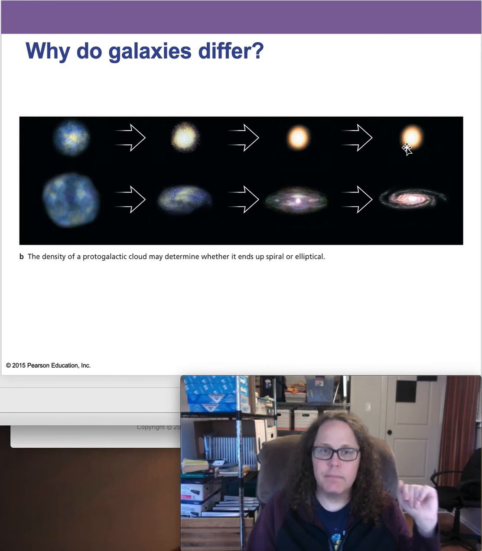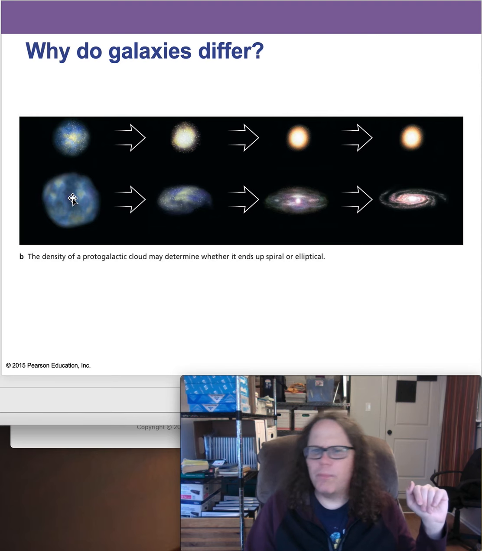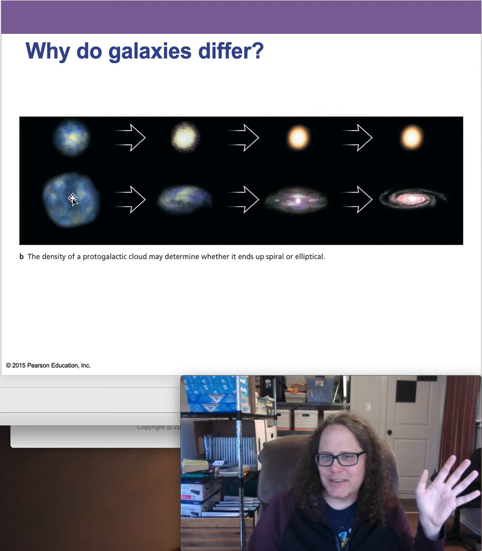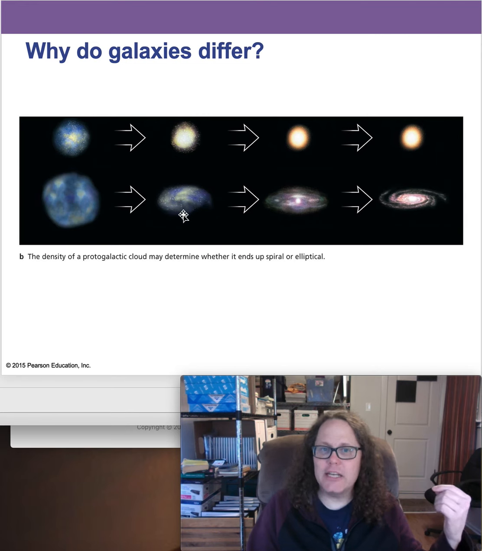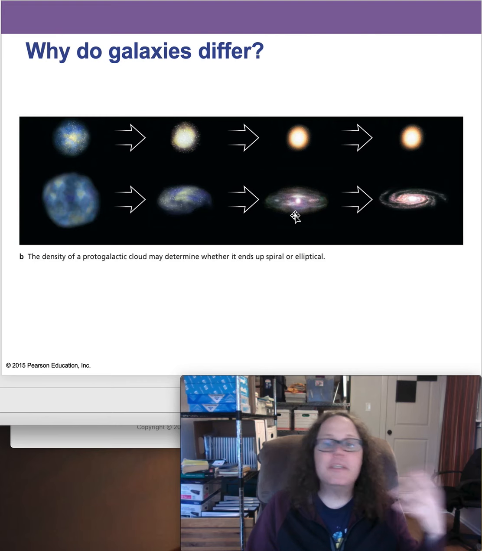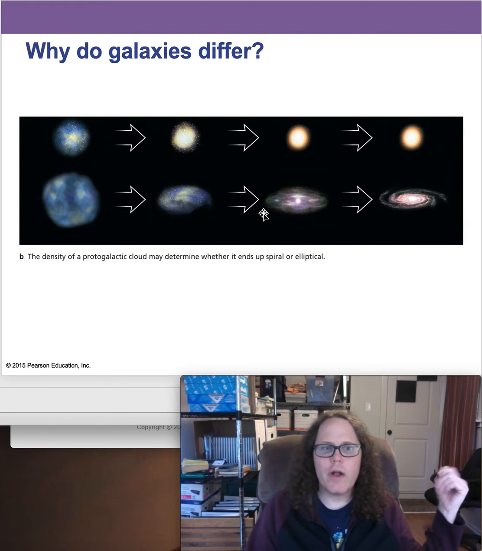Gas does. However, if the galaxy is less dense, if it's more diffuse, then yeah, the supernovae will push the gas away from the globular clusters, but not all the way out of the galaxy. There will still be gas left in the galaxy to collapse into a disk. And that disk will form spiral arms and will continue forming stars right up to the present day.